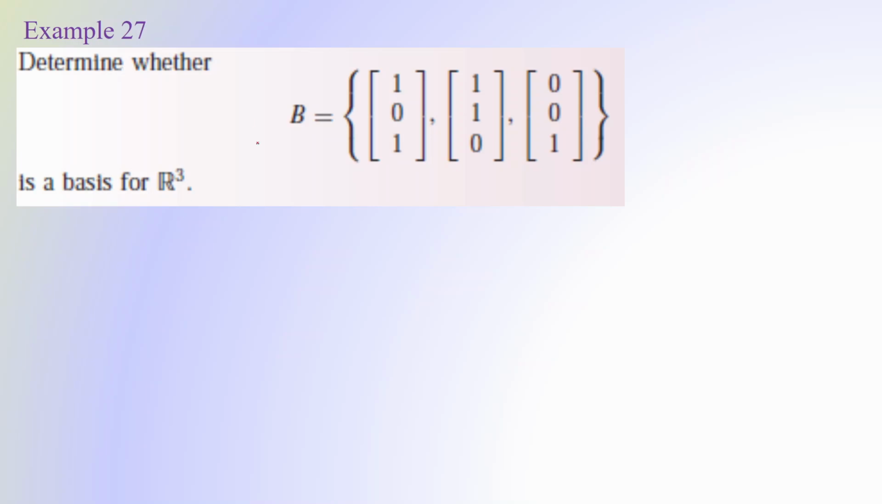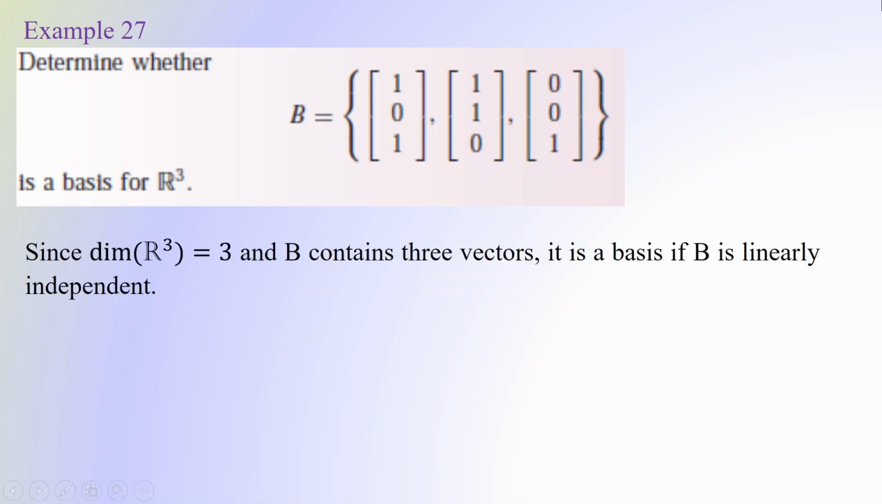Now you remember the standard basis of R3 contains 3 elements. So the dimension of R3 is equal to 3. So any set containing 3 linearly independent vectors will form a basis for R3. If we want to check whether this B is a basis, since it contains only three vectors, if it is linearly independent, then it will form a basis for R3. All we have to check is whether B is linearly independent.